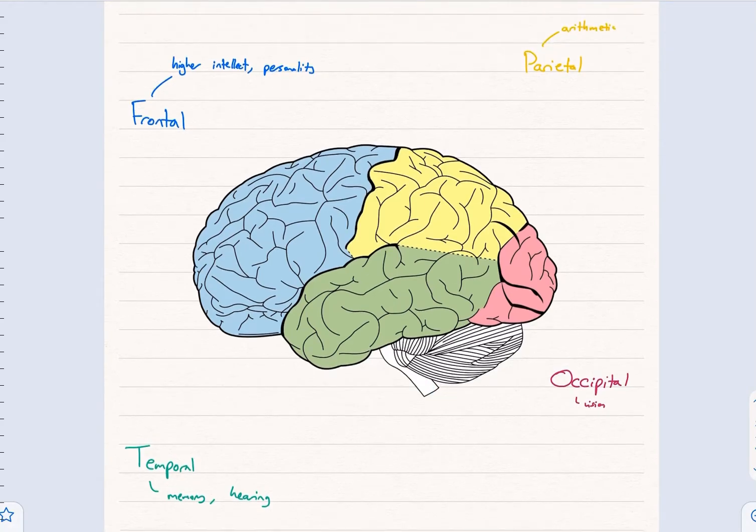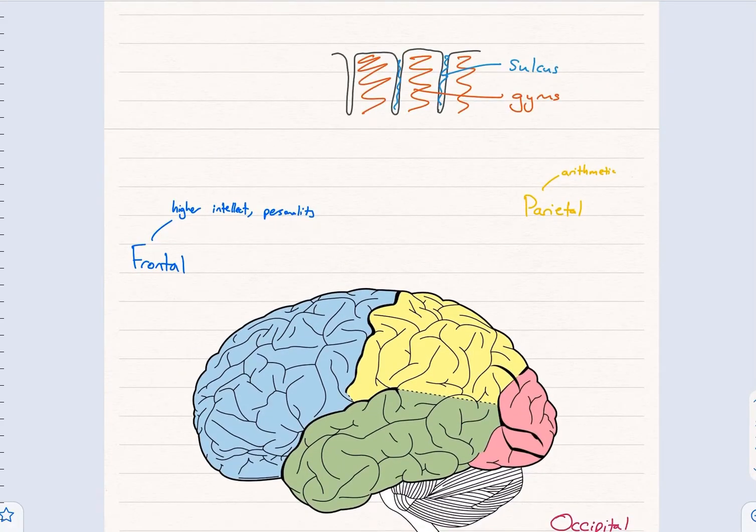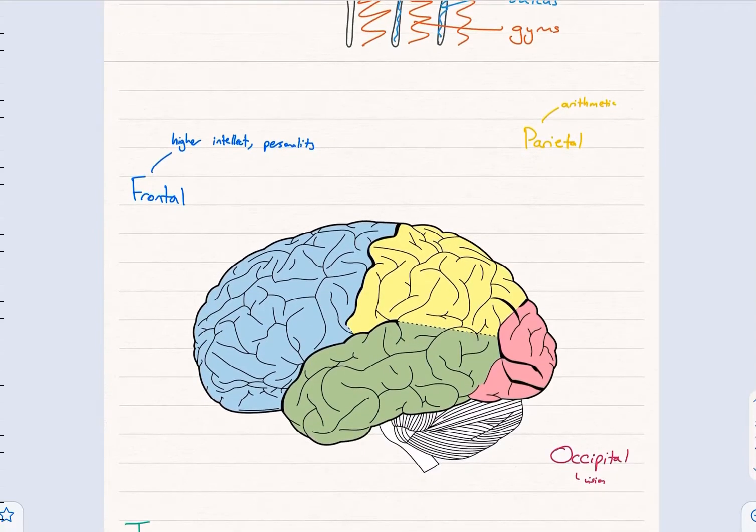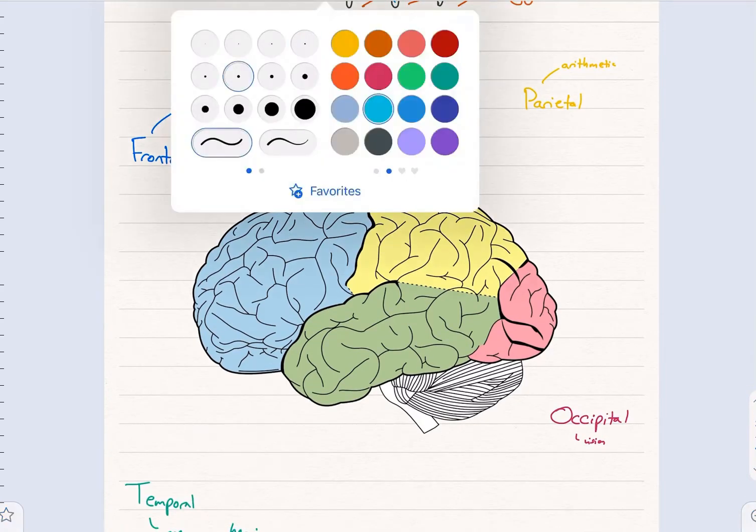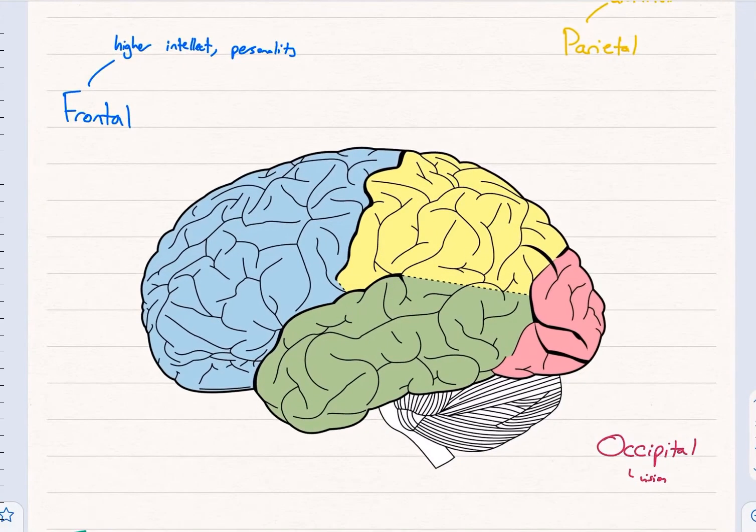Okay, we'll start labeling the main sulci first, because that makes it easier to then label the gyri after. What you have is this one here.